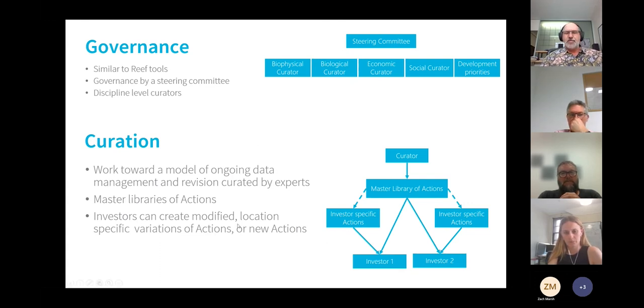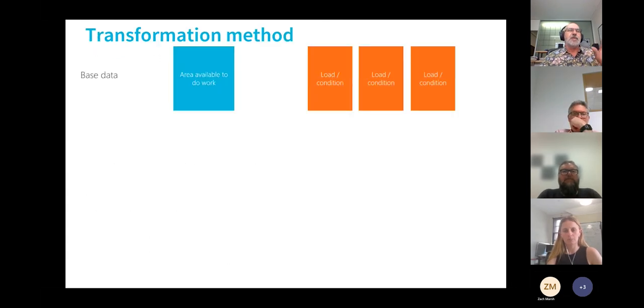So that's our governance and curation story that we're pitching here. It's essentially what we've got going on in Reefonomics, and that doesn't feel broken yet. So we're keen to continue with that approach. Now I want to talk about confidence, and to do that, we're just going to talk a bit about the basic principles of how the modelling works.